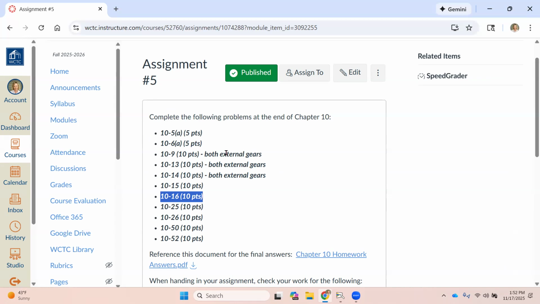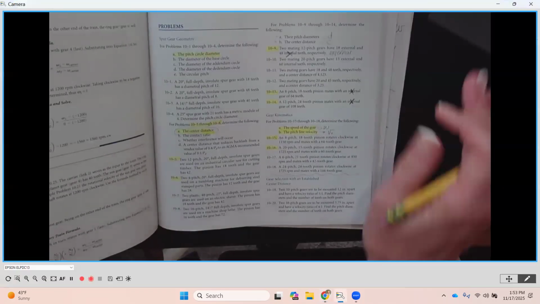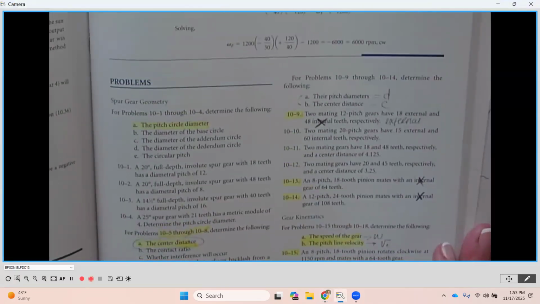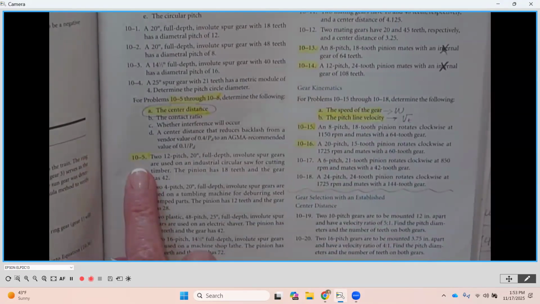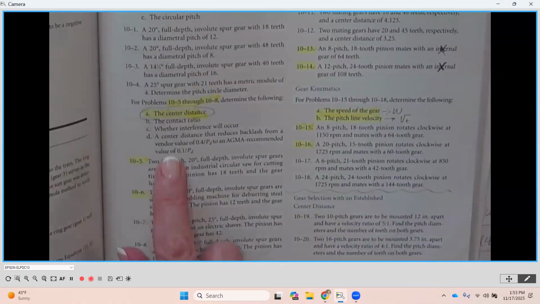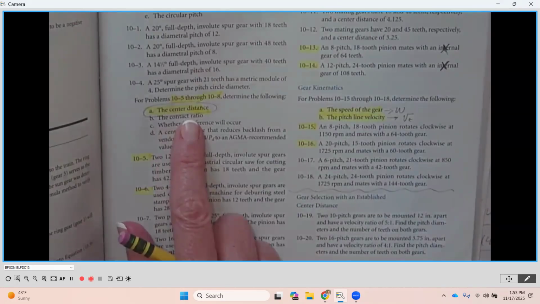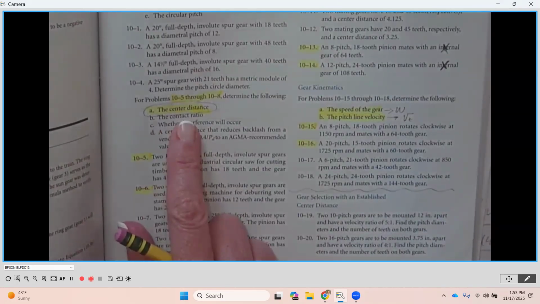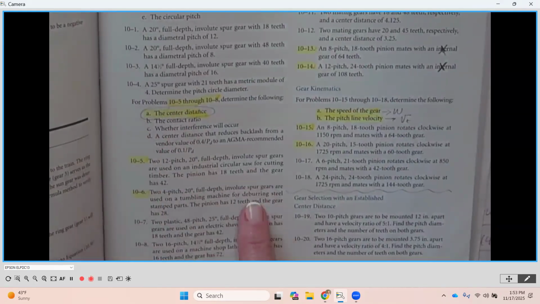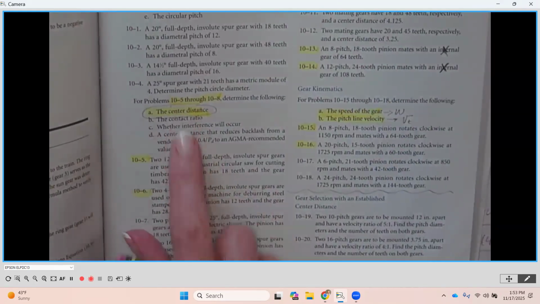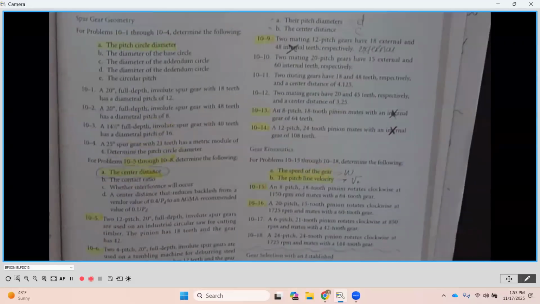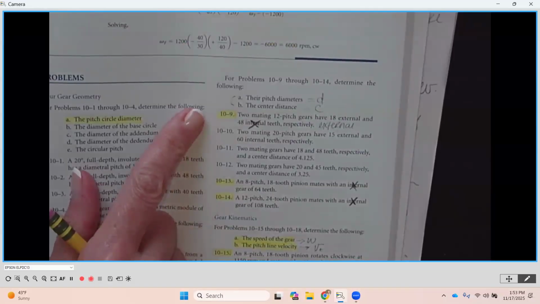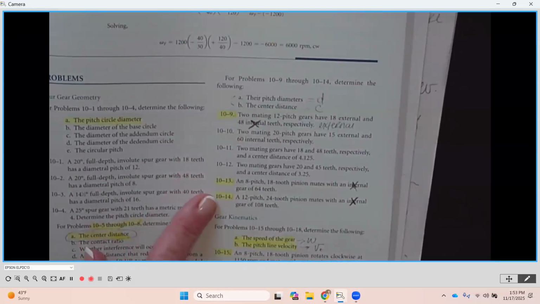So the problem set starts on page 295. The first problem that you're going to do is going to be 10.5 and 10.6, and you're only doing part A. Okay, so you're only finding the center distance, so C, for the descriptions that we see here. So just center distance. So if we look back over here, you're just doing 5A and 6A, all right? So just center distance. Then if we jump up over here, this is 9, 13, and 14, okay?